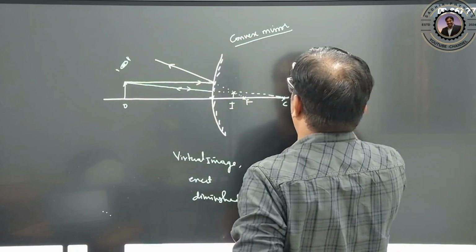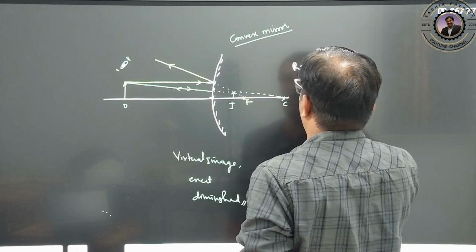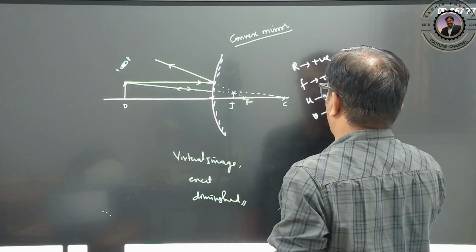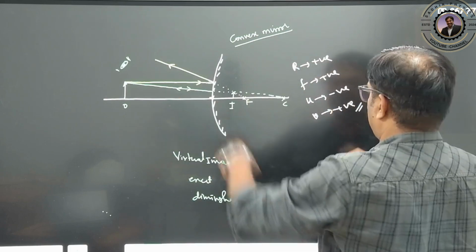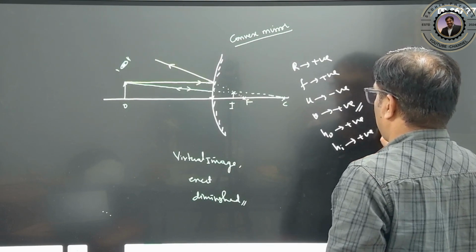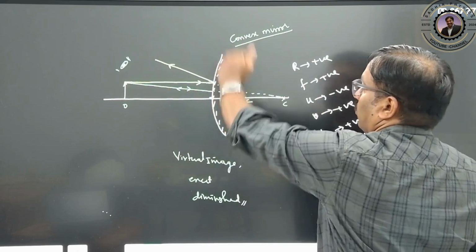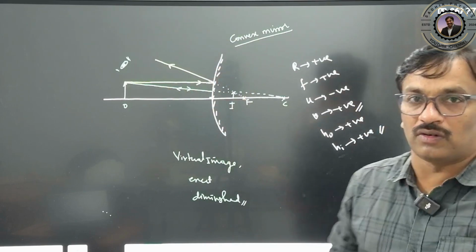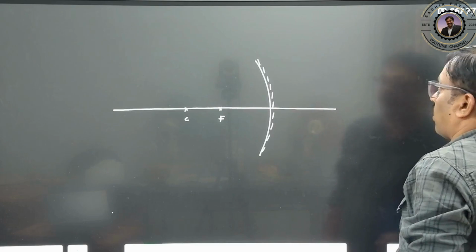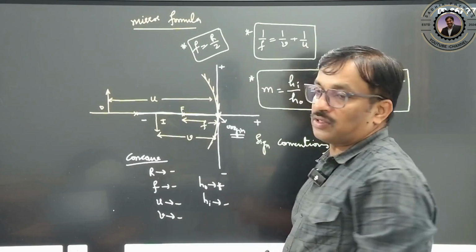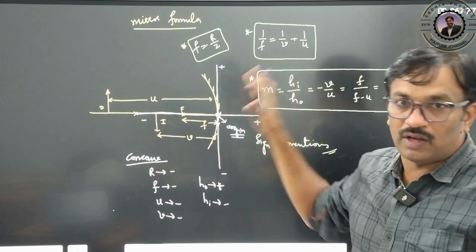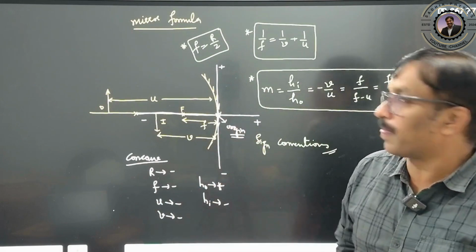So, R will be positive, focal length will be positive, object distance is negative, image distance is positive, height of the object is positive, height of the image is positive, like this, height of the image above, right. So, you have to remember these sign conventions to use these formulas. Without sign conventions you cannot use these formulas. You must follow the sign conventions, clear.